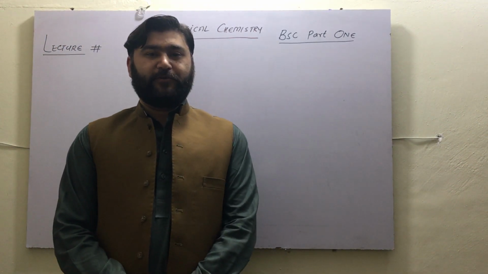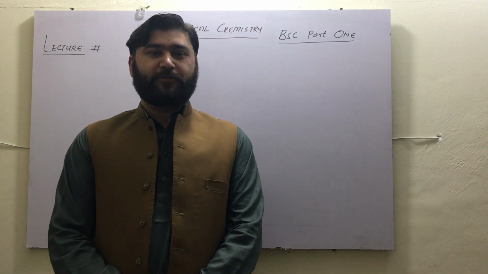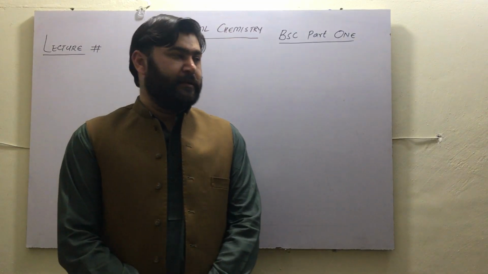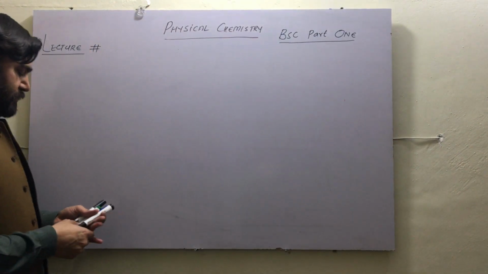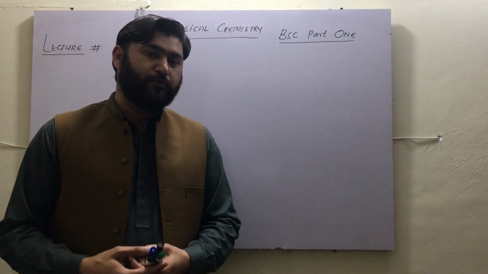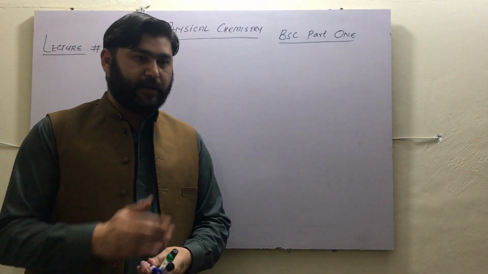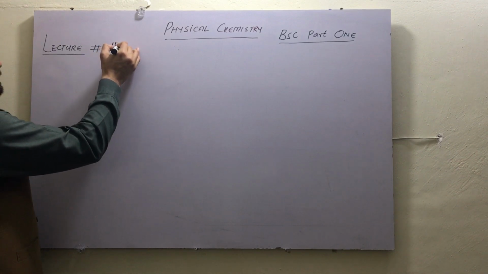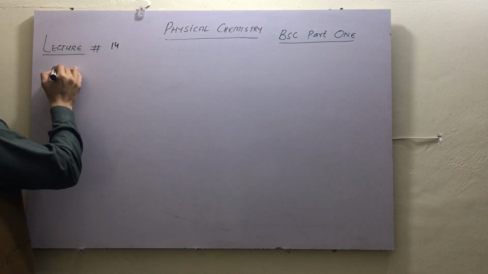I am Nauman Ahmad and today we are going to discuss the remaining topics of physical chemistry in chemical kinetics for BSc part 1. As you know, most of the students ask the question: how do we find the order of reaction from any equation? This is lecture number 14 and today the question is very important.